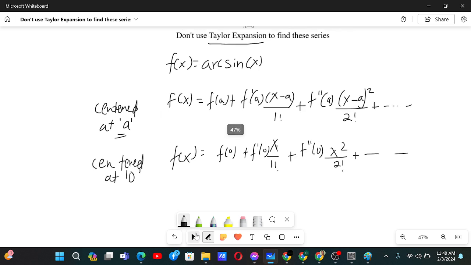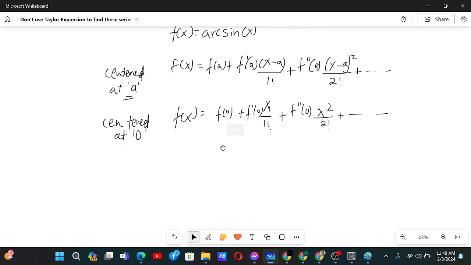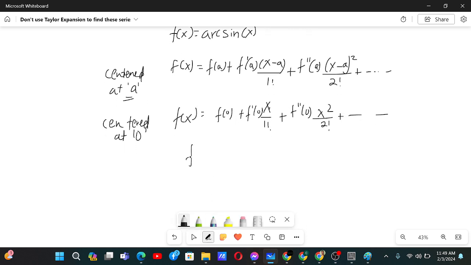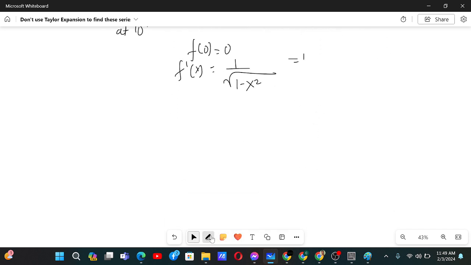Okay, now let's try to find its expansion using the Maclaurin series. First of all, our f of 0 will just be 0, since arc sine of 0 is 0, and then our f dash x will be 1 by root under 1 minus x square. When you put 0 over here, this gives us 1. And this is 1 minus x square to the power minus 1 by 2.